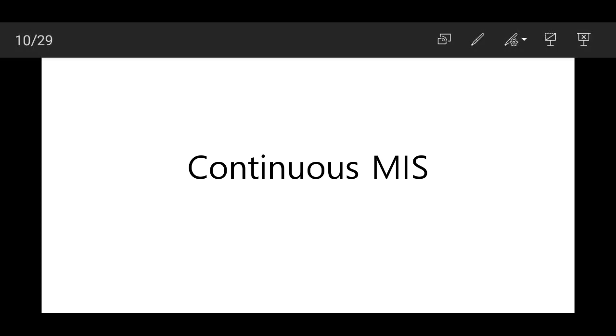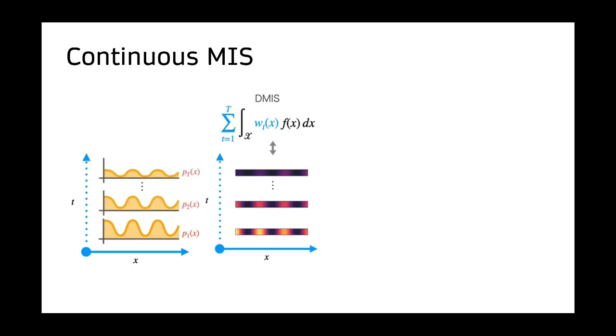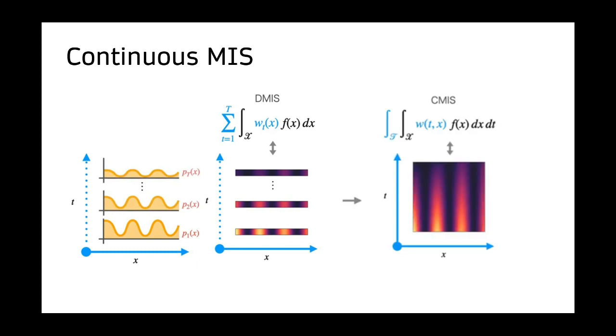Now let's move on to the main topic, continuous MIS. Continuous MIS is a generalization of multiple importance sampling to continuums of sampling techniques. From now on, we will call the previous MIS, which had a finite number of sampling techniques, the discrete MIS or DMIS. In DMIS, we had assigned a discrete sampling technique to each weighted integral. But now that we have a continuum of techniques, here t is the technique identifier.